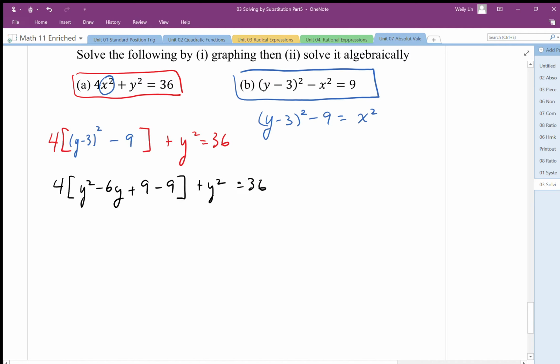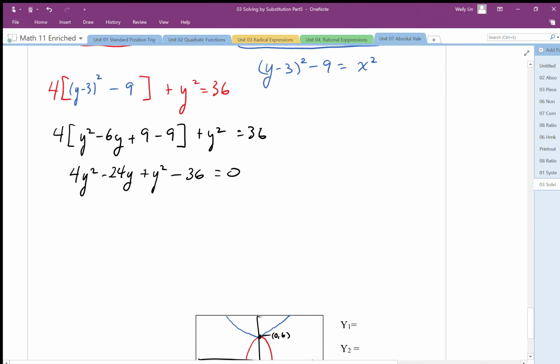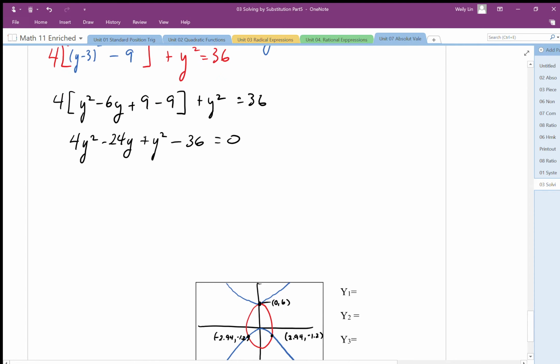So these 9's cancel out, so I end up with 4y squared minus 24y plus y squared. And I'm just going to make it all equal to 0, since it's a quadratic and I need to solve quadratics by making them equal to 0. Again, my solution looks like it's going to be y equals 6 and y equals negative 1.2. So solving this, 5y squared minus 24y minus 36 equals 0.